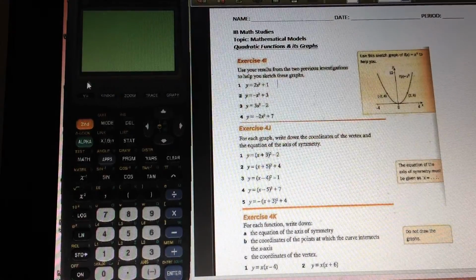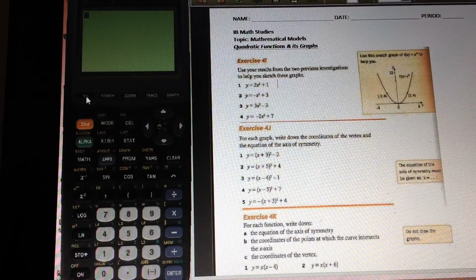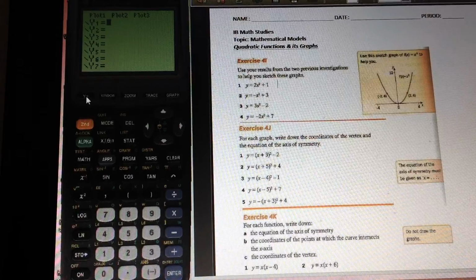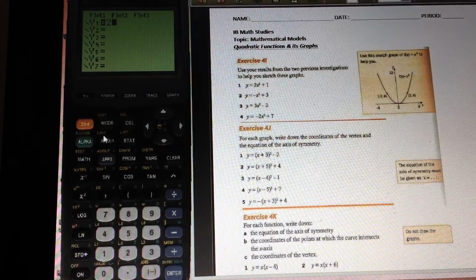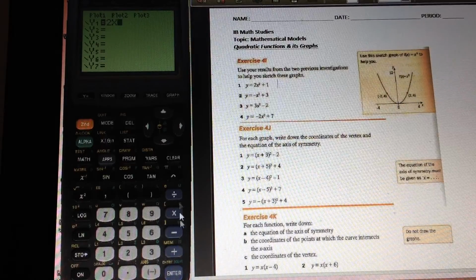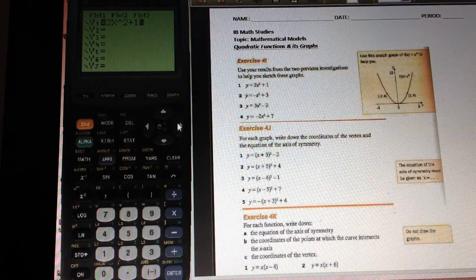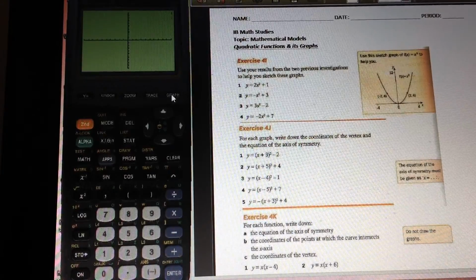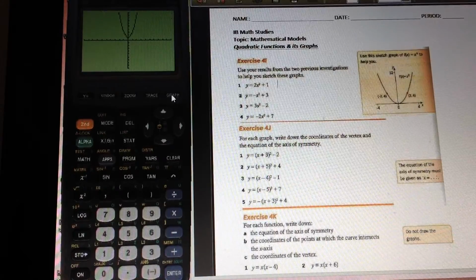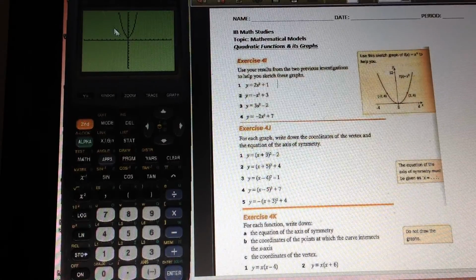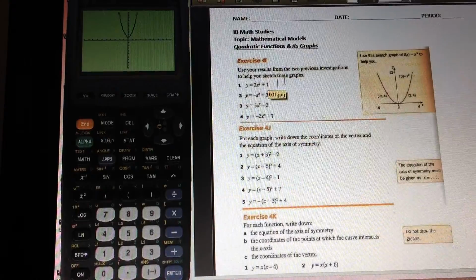So you simply go to your calculator, hit the Y= button, and enter your function. So we got 2x squared, so x squared, plus 1. So now you go to graph. Take a look at that. This is your graph. So you can just copy this graph on your paper.